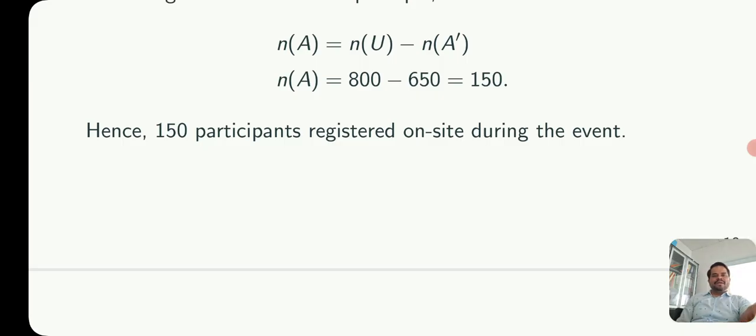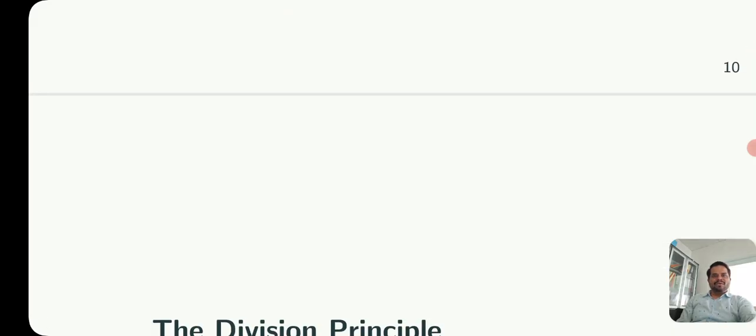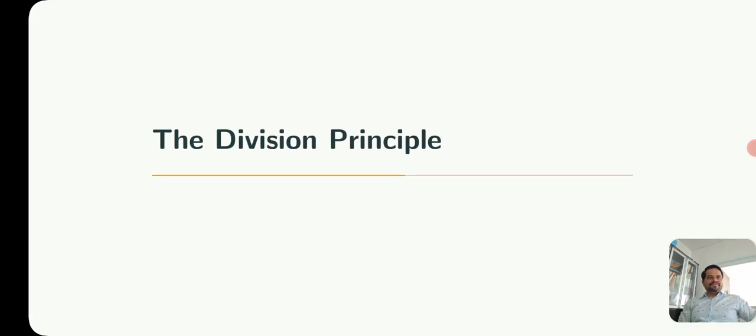Now I think this is a sufficient example we have solved here on the concept of the subtraction principle. Now look at here, the next principle is the division principle. The division principle, also known as the quotient principle, is used to count the number of ways to perform an action where a set of elements is divided into equal sized parts.